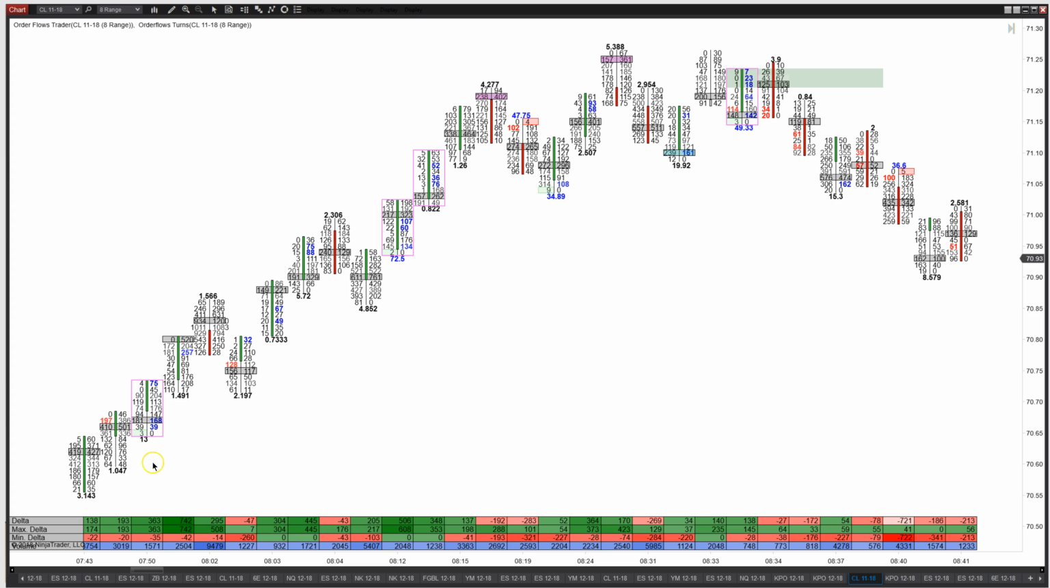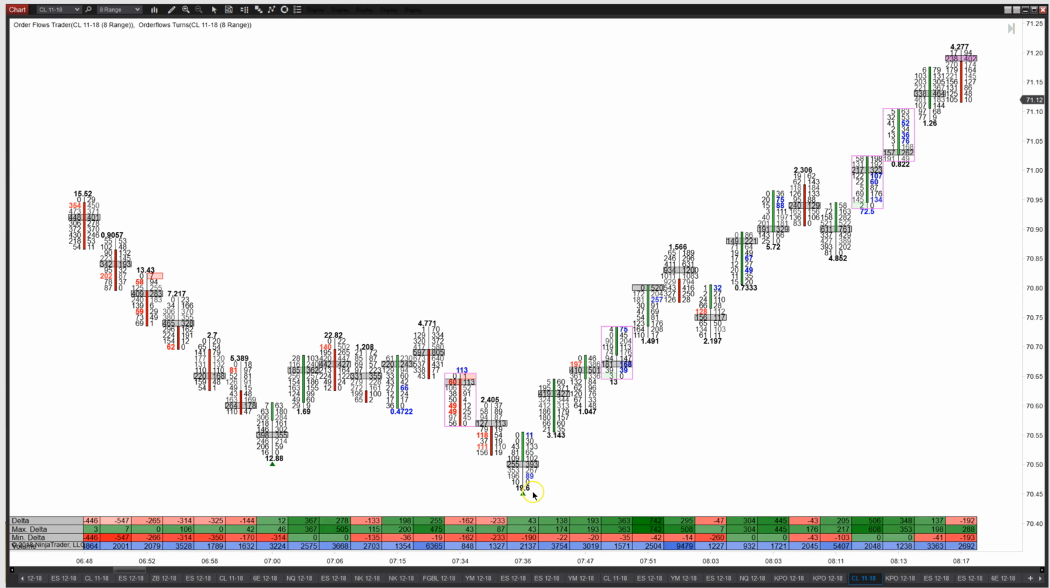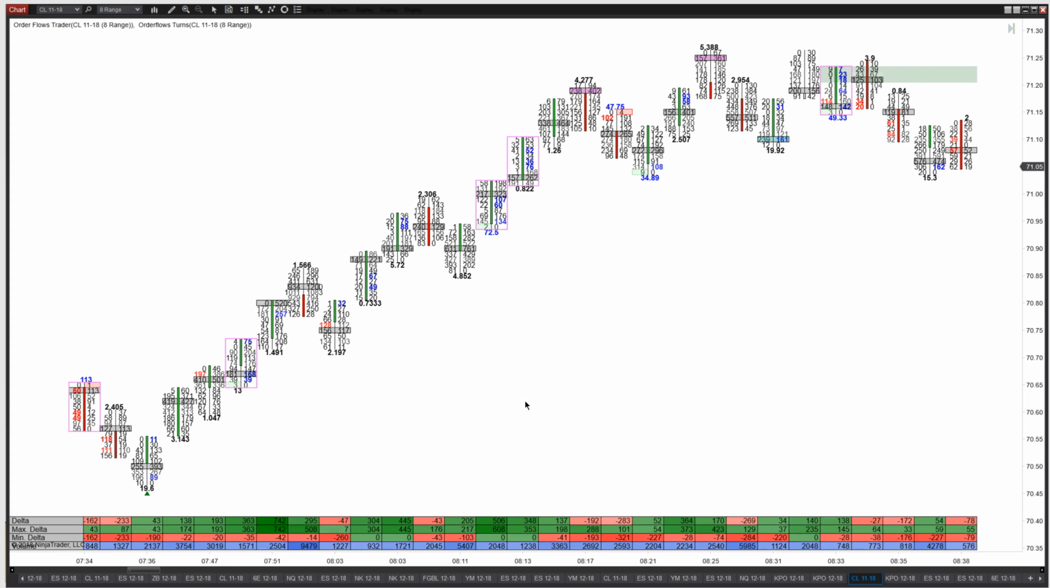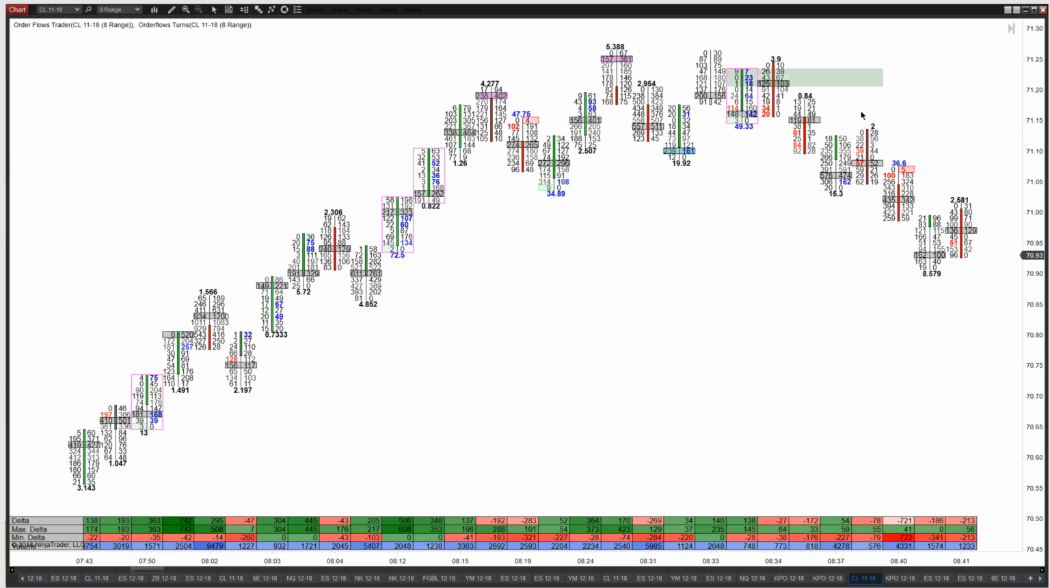We just had this nice big rally up from the low here at 74.47, whatever that was, and we rallied all the way up to 71.20. So you're talking about a 75-cent move, and then you get a stacked buying imbalance. Think about what's happening in the market. You just had a 70-cent rally in the crude off the low. What does that mean? You're going to have people coming in late to the party.